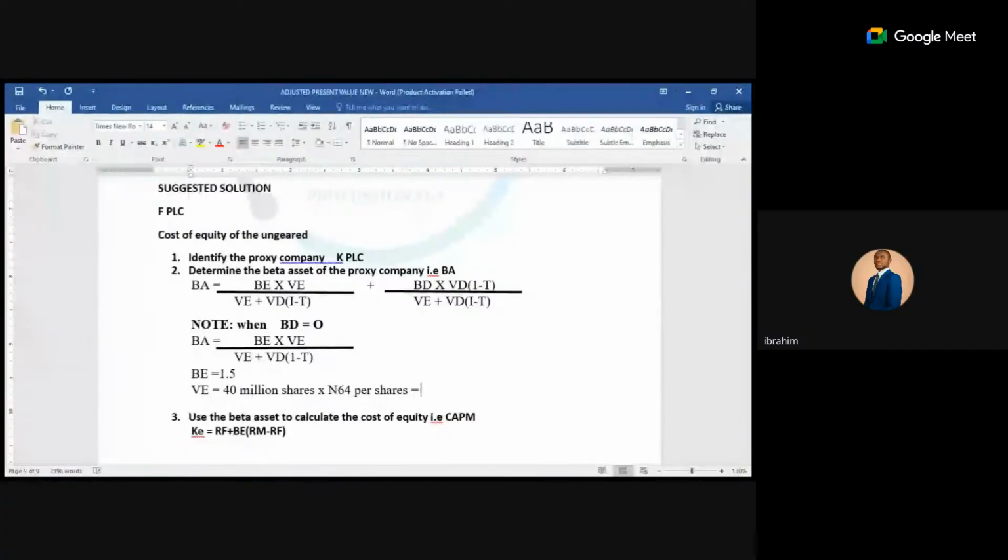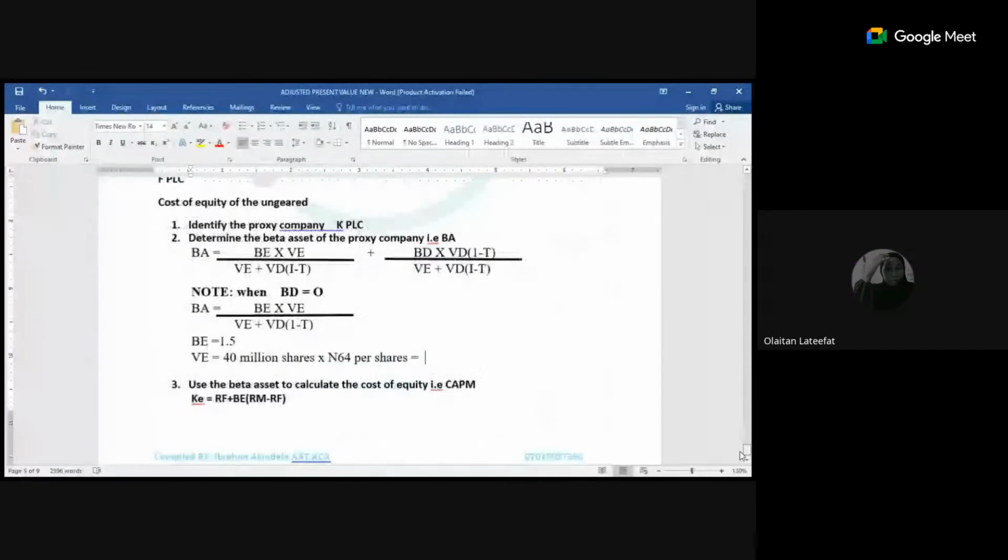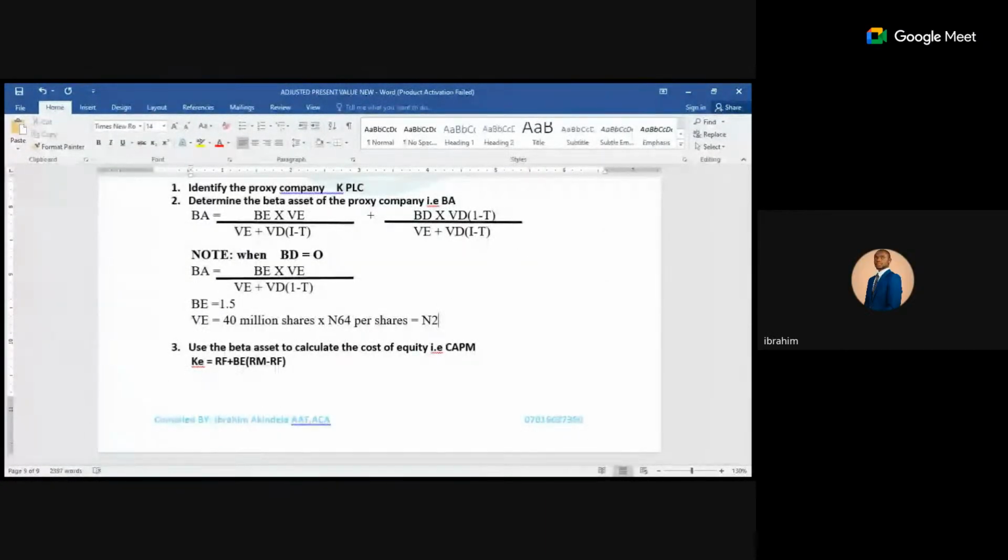Class, if you are given the value, you need to divide it by the nominal value so that you have the number of shares. Don't forget, just like the way we normally calculate the value of equity under the cost of capital. 40 million shares. What do we have here? 2,560,000,000.